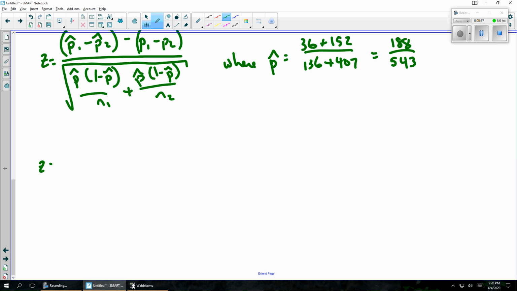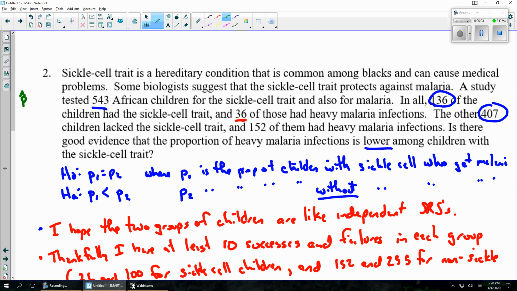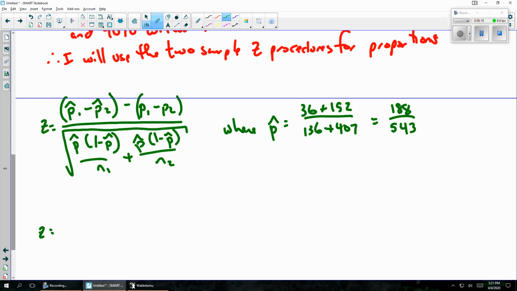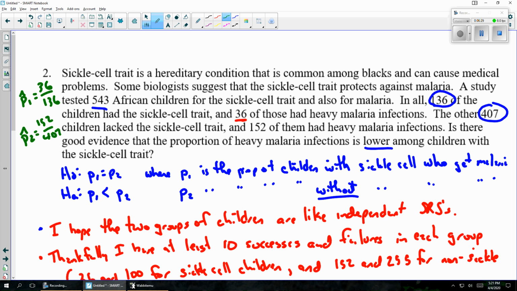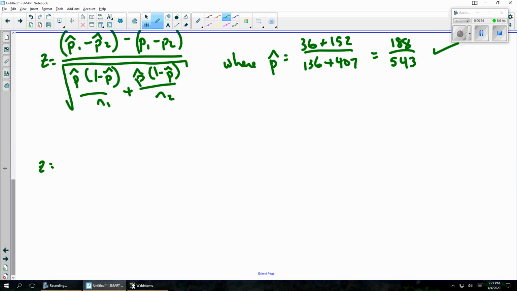So here it is with the numbers plugged into it. In fact, this might be helpful to you up here if I went ahead and wrote p hat 1 equals 36 out of 136, and p hat 2 equals 152 out of 407. It's actually acceptable just to write the formula as long as it's obvious what numbers are to be plugged in where. So saying something like this up here at the top that I just did is critical if you're not going to write this next step. But I'm going to go ahead and write it.